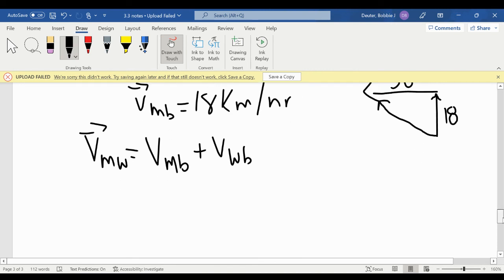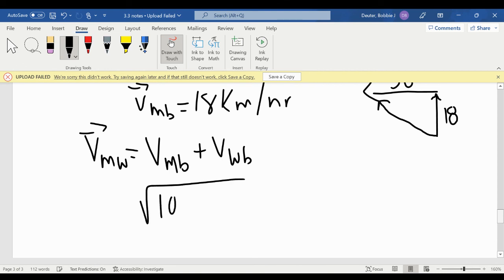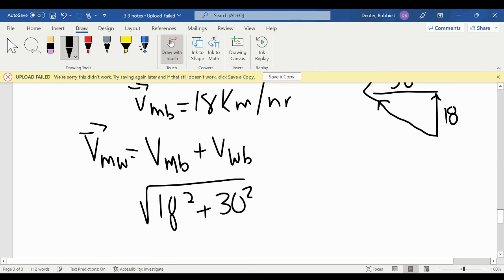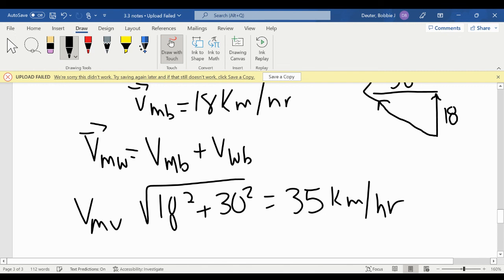And so with this, we already know that we have 18 and 30, so we can actually put this into the Pythagorean theorem right away. And we know that this is going to be our 18 squared plus our 30 squared to find our magnitude of the motorboat in the water. And so we get this at 35 kilometers per hour. And so we already kind of know that equation because we're already solving for this and can see that.